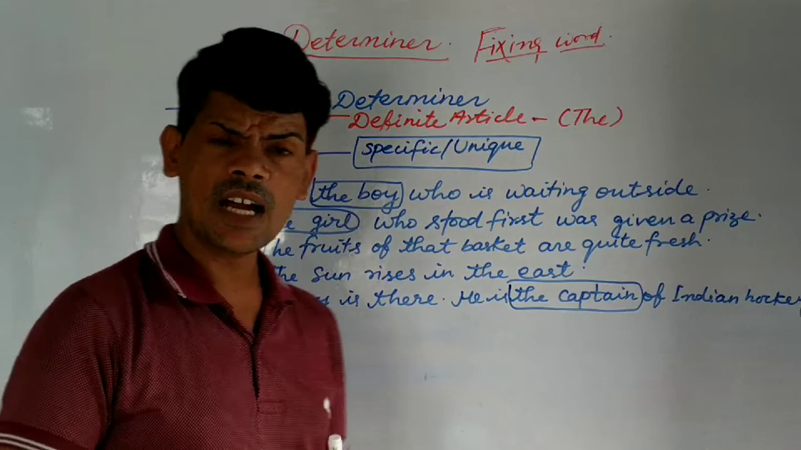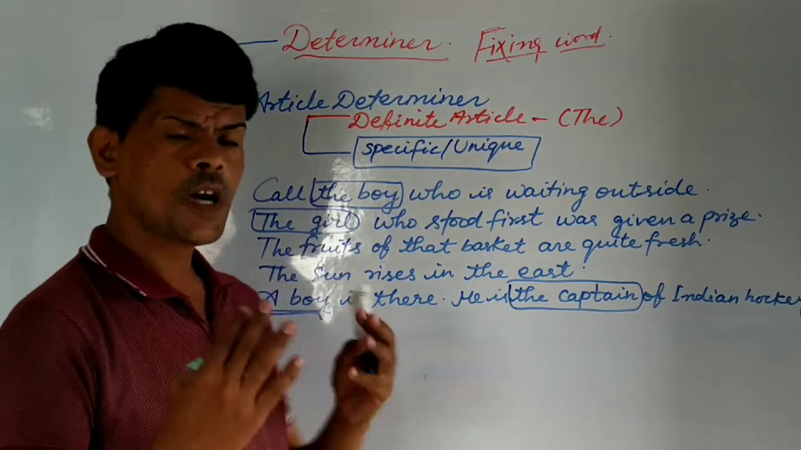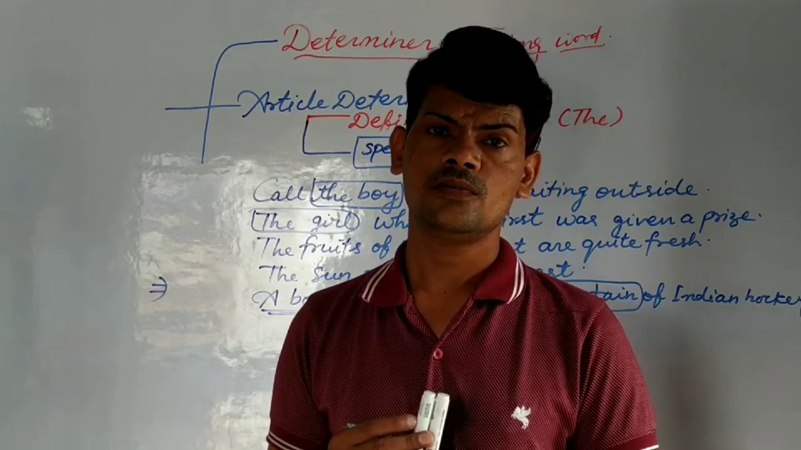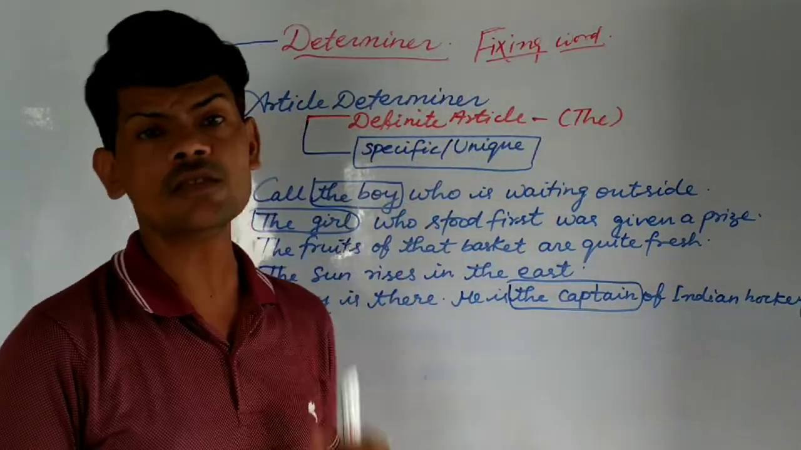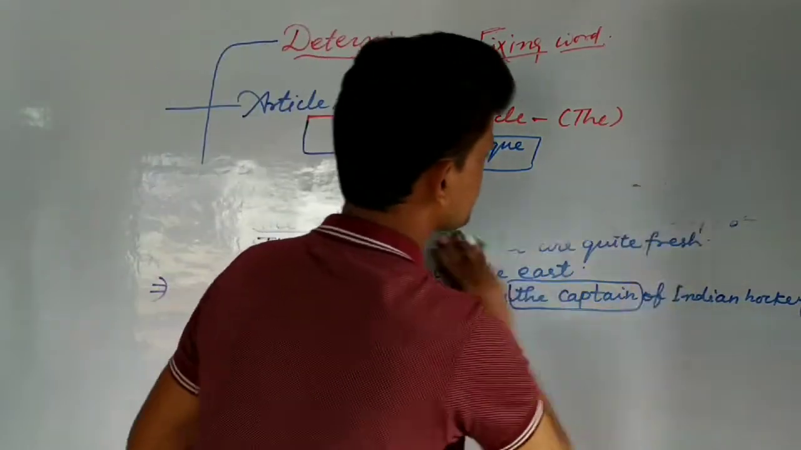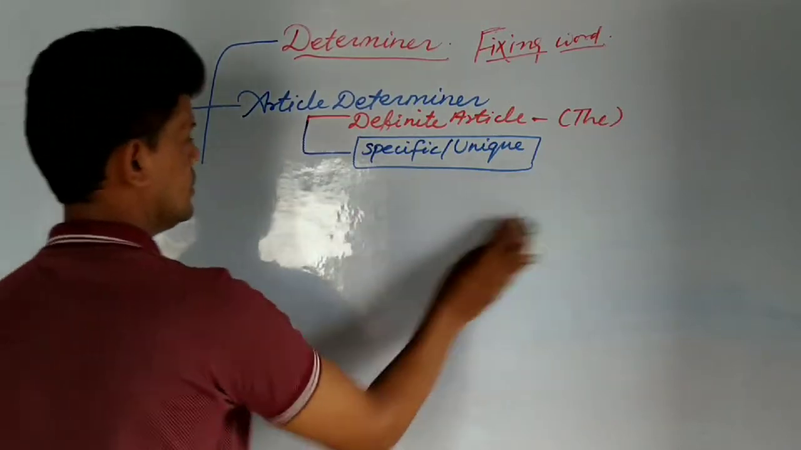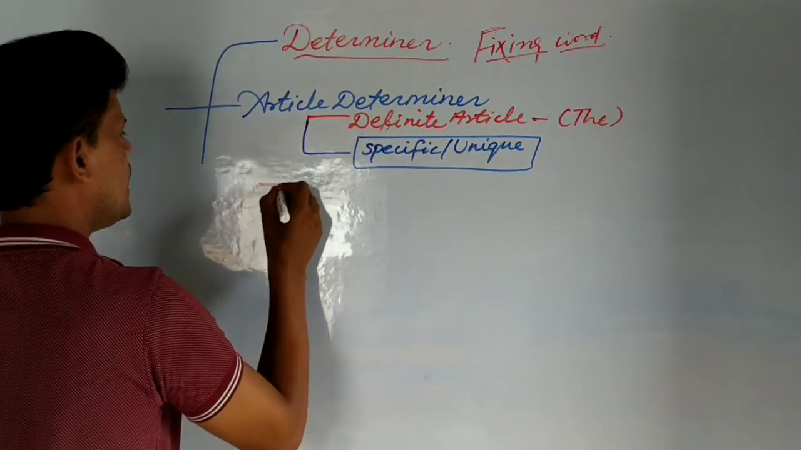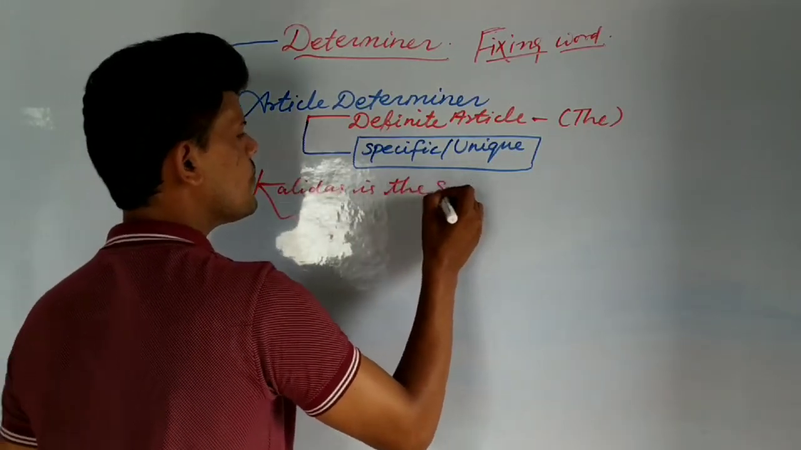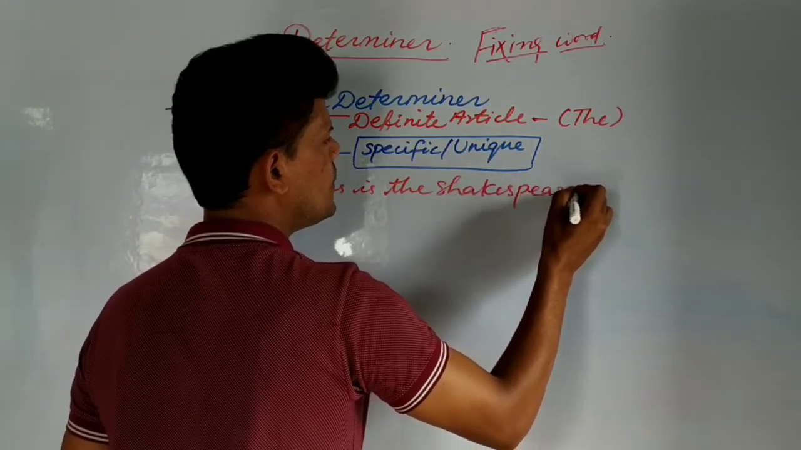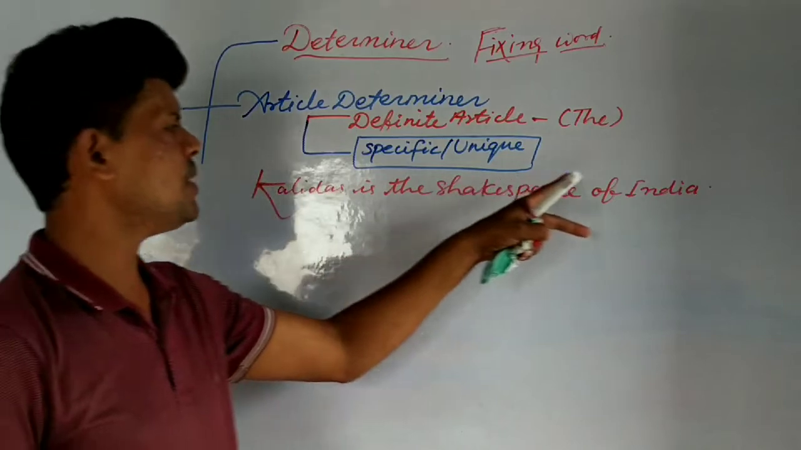Also, we can use definite article before the words which are proper nouns, but it is qualified by an adjective or adjectival phrase, like Kalidas is the Shakespeare of India.